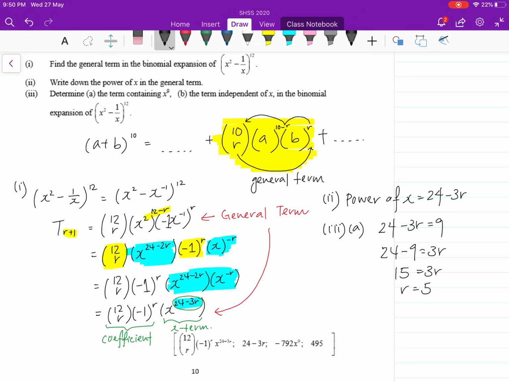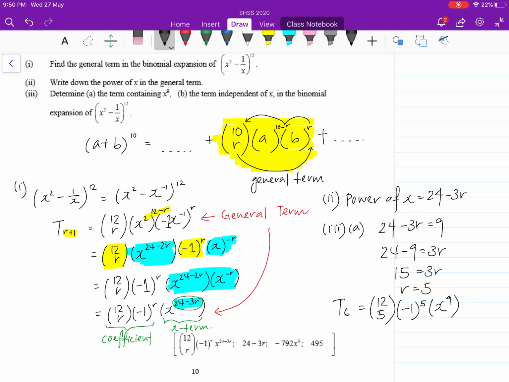So basically when r is 5, it will give me the x to the power of 9 term. So I'm going to substitute 5 inside that general term. So basically, it is the 6th position. So T6, because when I substitute 5 inside, 5 plus 1 is 6. It's the 6th position. It's 12C5, minus 1 to the power of 5, x to the power of, if I sub inside 24 minus 15, it will give me x to the power of 9. That's what I want.